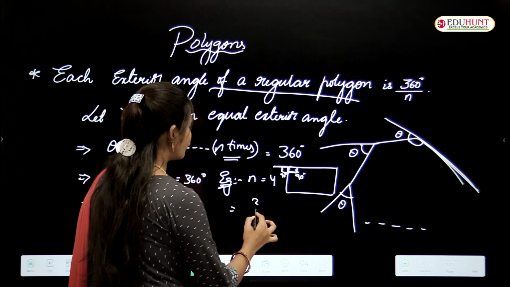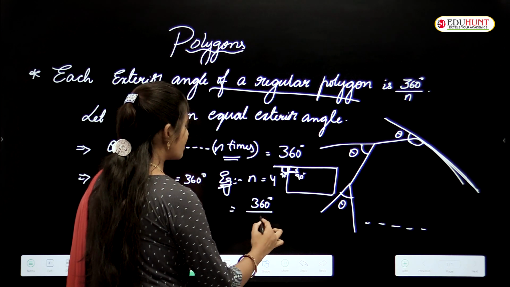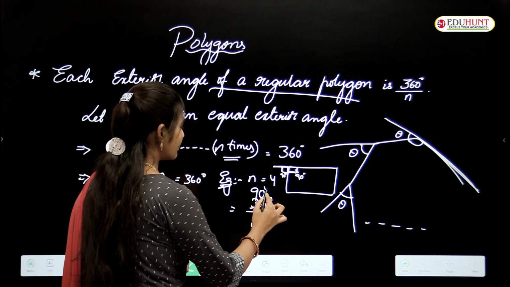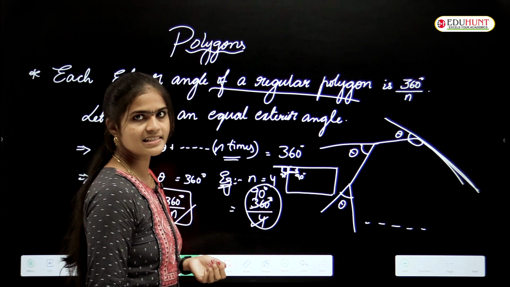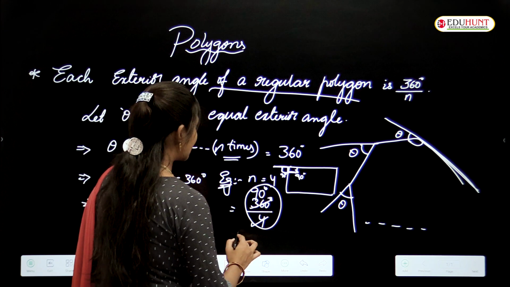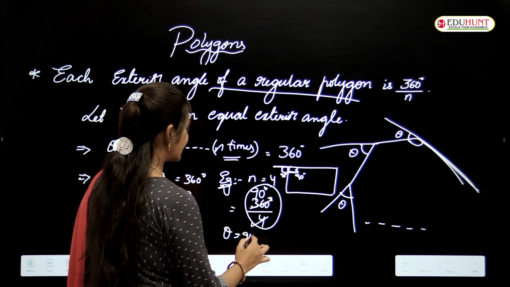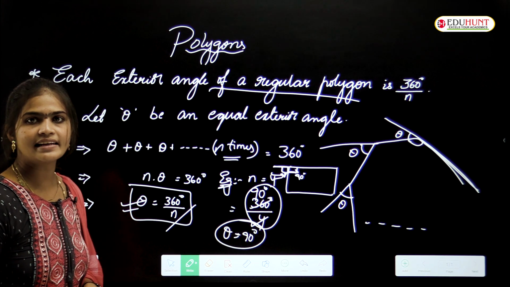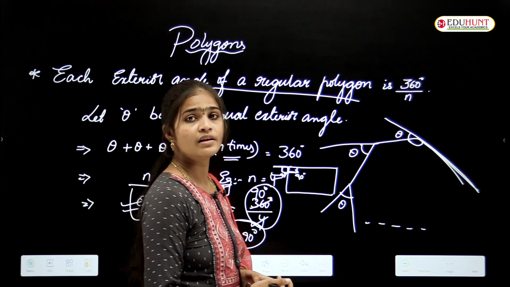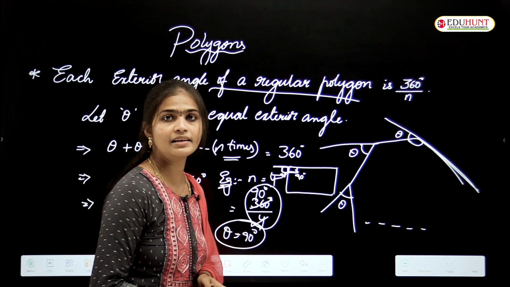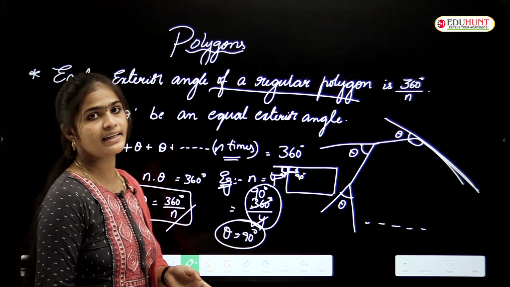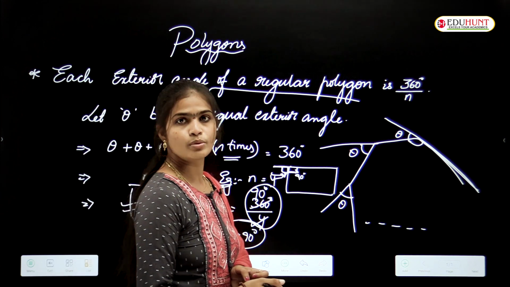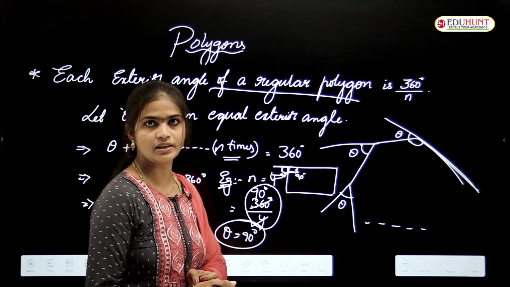So n is equal to 4. So 360 degrees by 4. So 4 9s are 36 and zeros. So 4 90s are 360. Okay, that's why we will get each angle is equal to 90 degrees. So yes or no? Here we got that each exterior angle is equal to 90 degrees. In the same way we can find the remaining angles for any other polygons. Okay, like this way we will learn so many problems in worksheet 1.